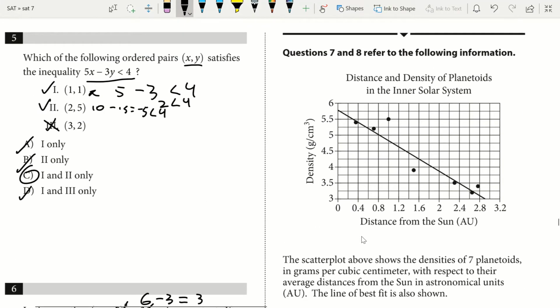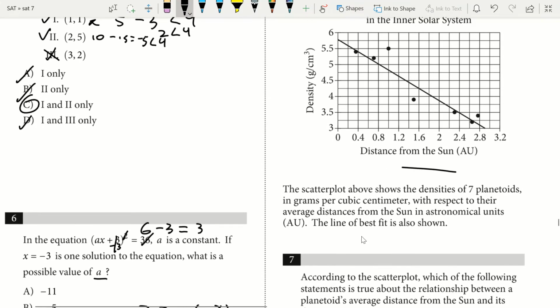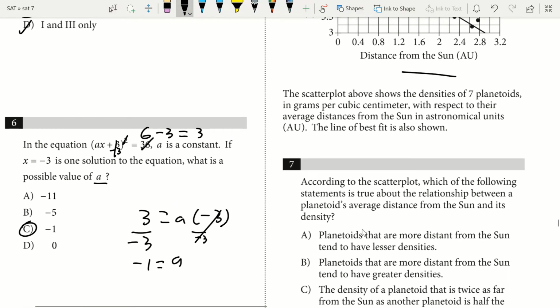So we've got a graph here. Distance from the sun is the x-axis, density is the y-axis. According to the scatter plot, which of the following statements is true about the relationship between a planetoid's average distance from the sun and its density?